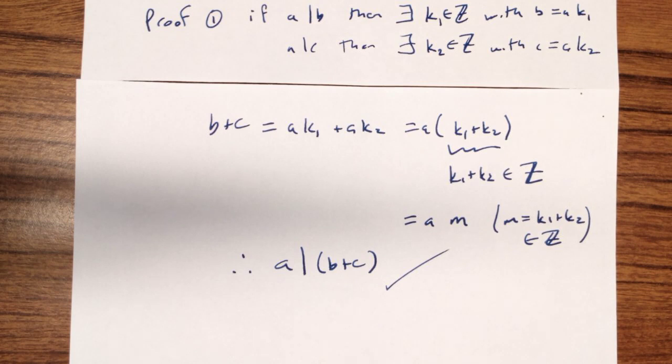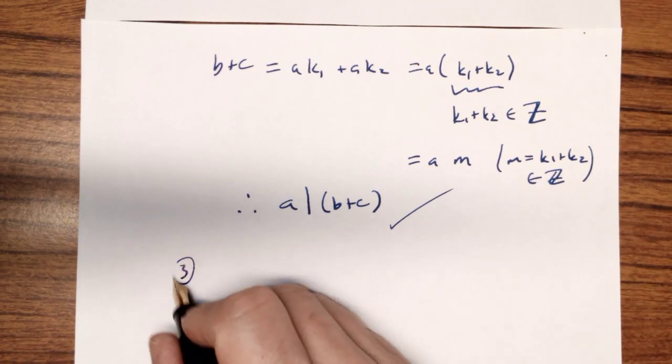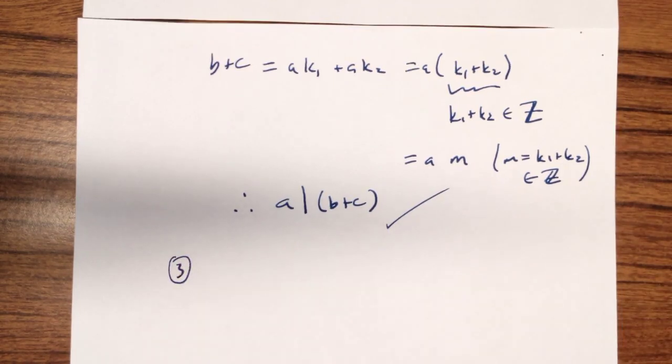Okay. I'm going to go ahead and do 3. I'm going to skip 2. I think you should do 2, but I'm going to go ahead and do 3. 3 says if A divides B and B divides C, then A divides C.